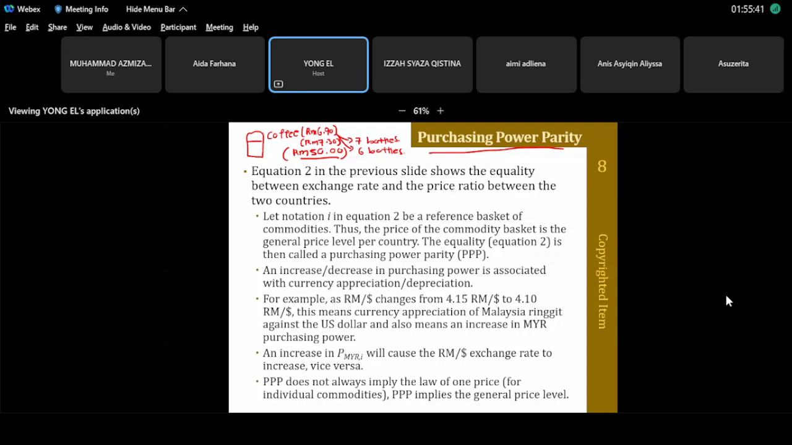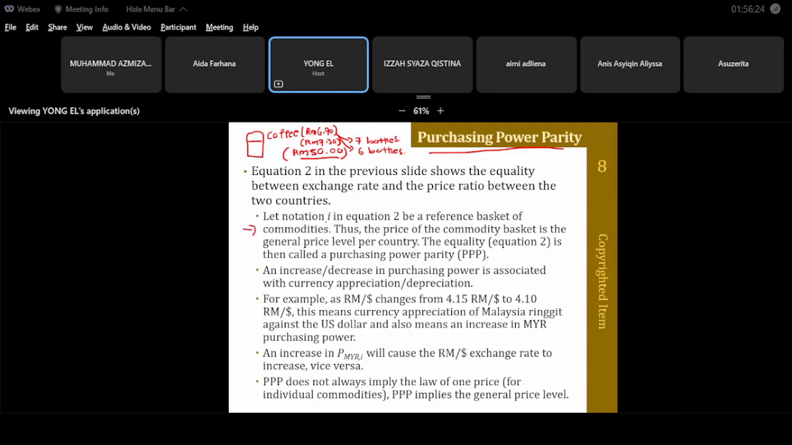Are they the same? If you can use 100 ringgit to buy 10 kilograms of rice in Malaysia, can you use the same amount of money to buy the same amount of rice in the United States? If the purchasing power between two currencies are the same, then we call it parity. Same purchasing power parity. The currency strength in terms of purchasing power between two currencies are the same, right?